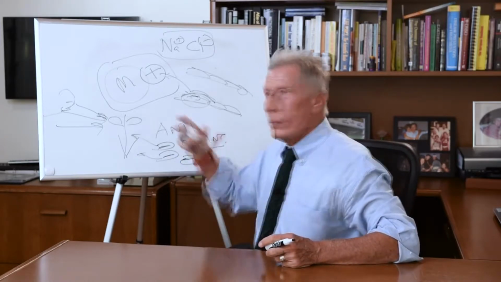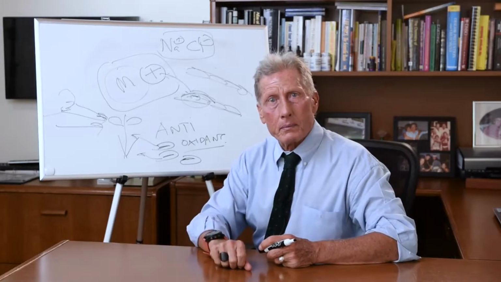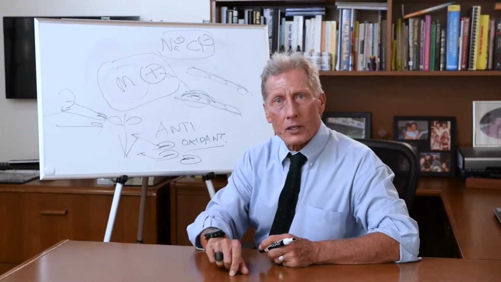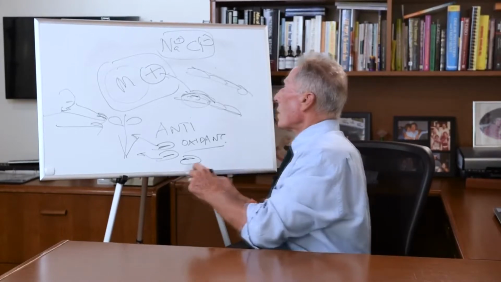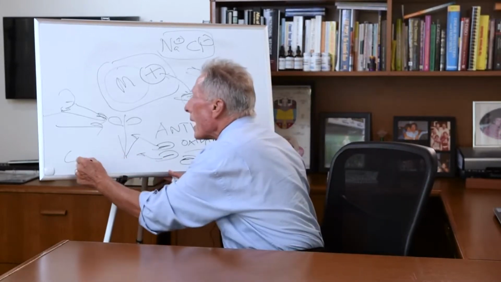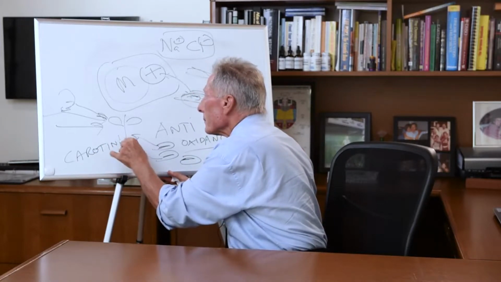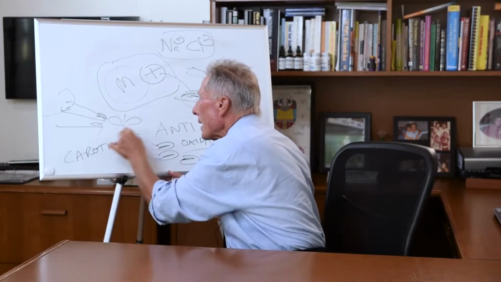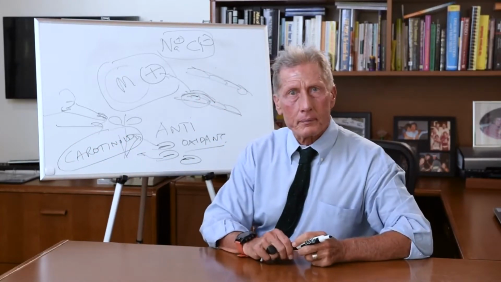So, where do we get our antioxidants? We get them from plants. We get them from fruits and vegetables with color. And those are called carotenoids, from carotene. And it's a class of molecules which are antioxidants.